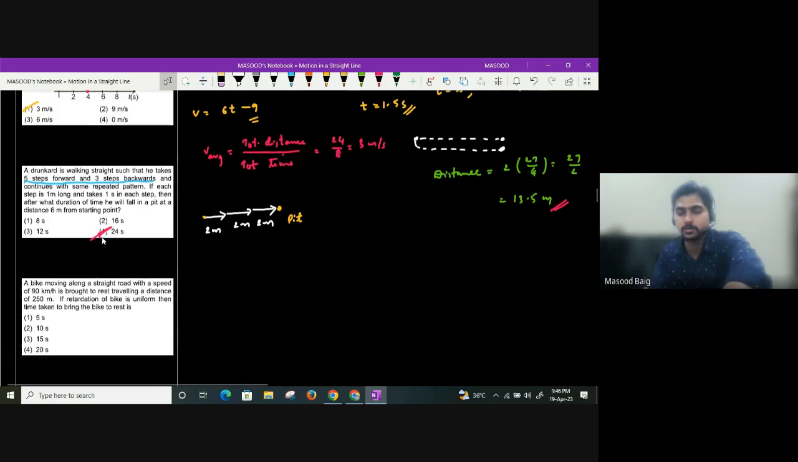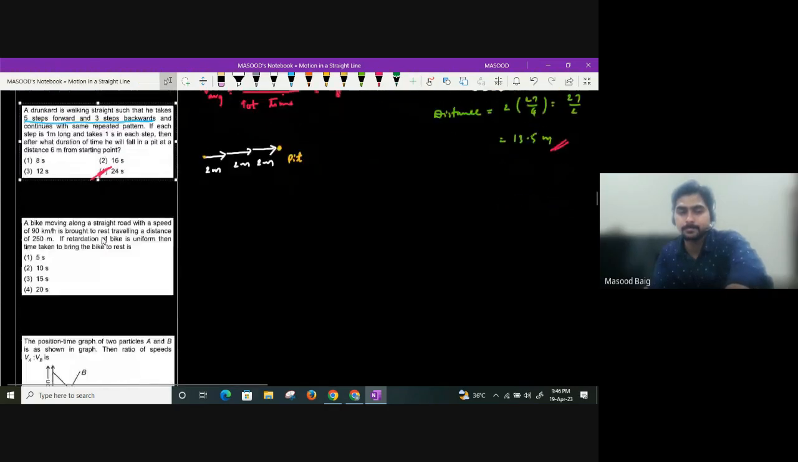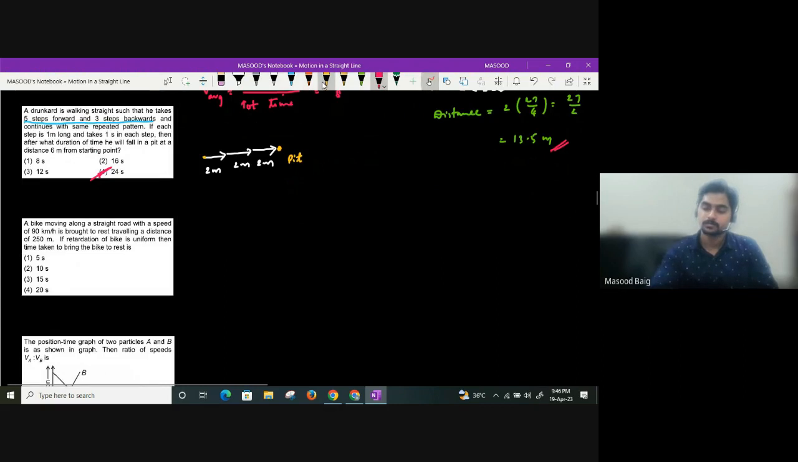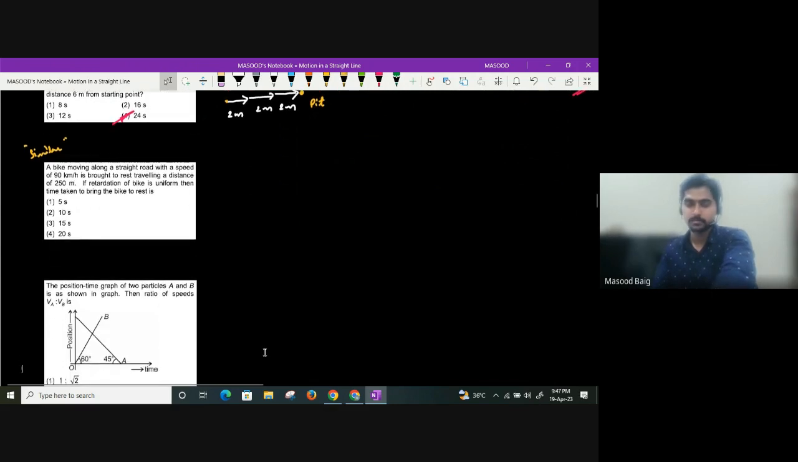Let us see the next question, guys. A bike moving along a straight line with a speed is brought to rest traveling a distance. The retardation of the bike is uniform. Again, we have done a similar kind of question, or not? Just now we have done, no? First, we found the acceleration by using v square is u square plus 2as. Then I applied v is equal to u plus at. Yes or no? It is a similar question, so I'm just leaving it, guys. I'm not discussing it. Shall I? Not necessary, no?